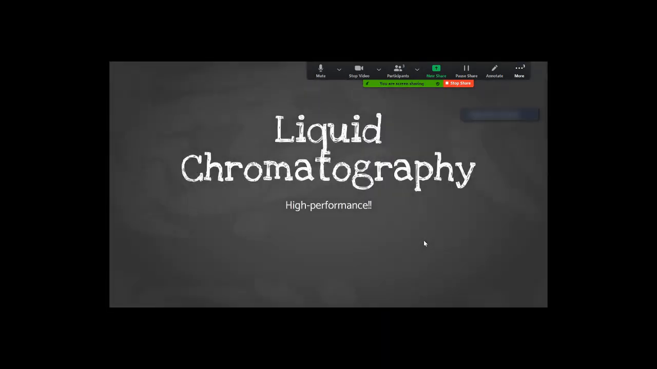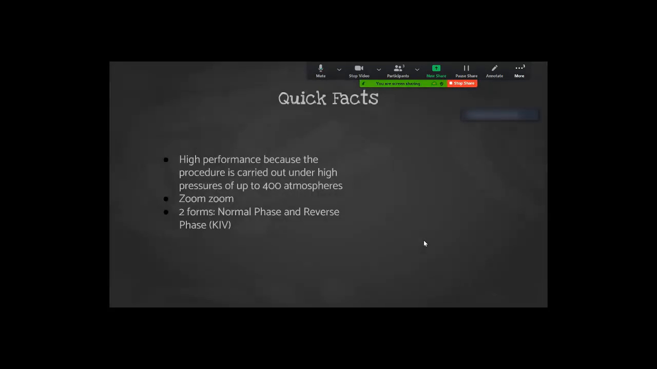So let's move on to high performance liquid chromatography, which I'll be referring to as HPLC from now on. Some quick facts about HPLC. It's known as high performance liquid chromatography because the procedure is usually carried out at very high pressures of up to 400 atmospheres. It's also quite a fast process, and there are two main types of HPLC: normal phase and reverse phase, but we'll get to that later. And also, unlike paper chromatography, for HPLC you can actually collect the different mixture components if you want to.